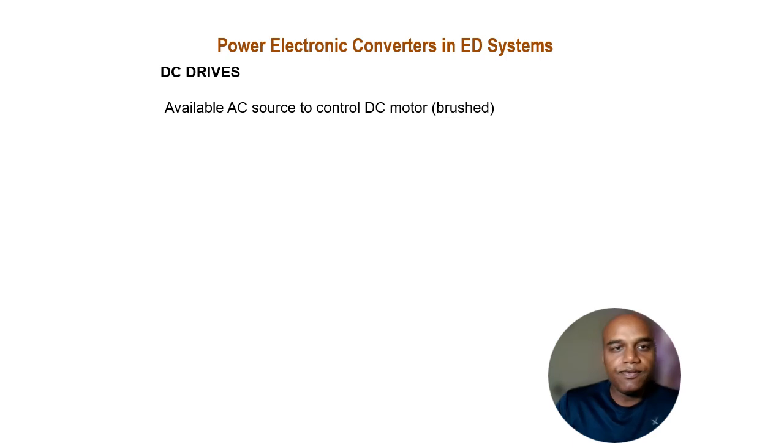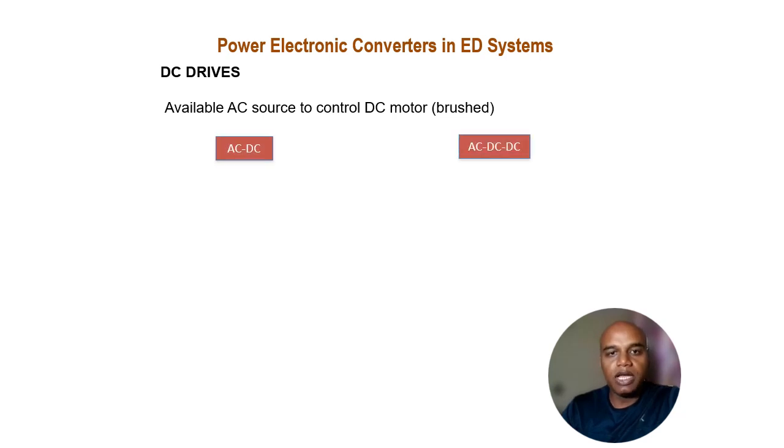In the DC drive, if we have the AC source available, which we know is easily available to us from the grid, then to control the DC drives we have two options. One is converting directly from AC to DC with just one conversion. The other is that first we convert the AC into DC, and then, to have better control on the output, we have one more conversion stage. The first one uses only rectifiers. The second one uses a rectifier plus chopper.